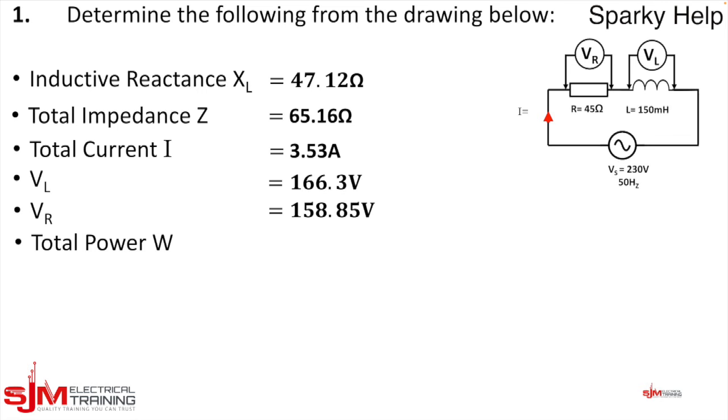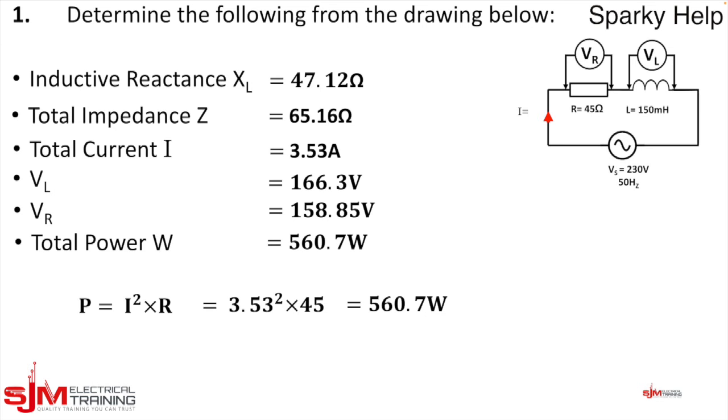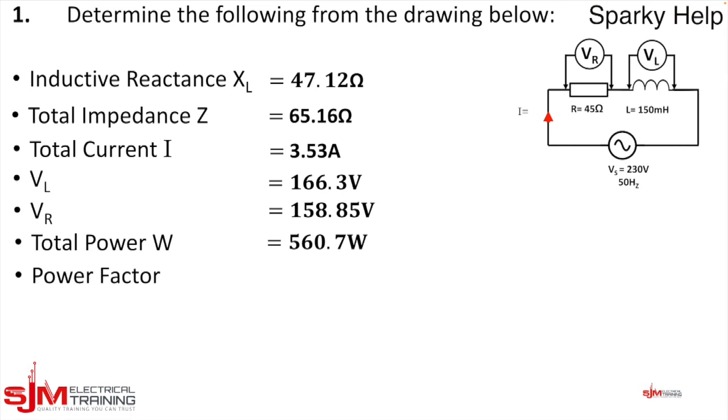Total power for the circuit. Well, there are 3 power formulas that you could use, however my favourite is always I squared R in this case, because the only bit that's going to use power up there is the resistor. So without further ado, I squared times R. 3.53 squared times the resistor, which is 45, and that gives you 560.7 watts, so this will produce heat energy of up to 560.7 watts. So that's that part done.